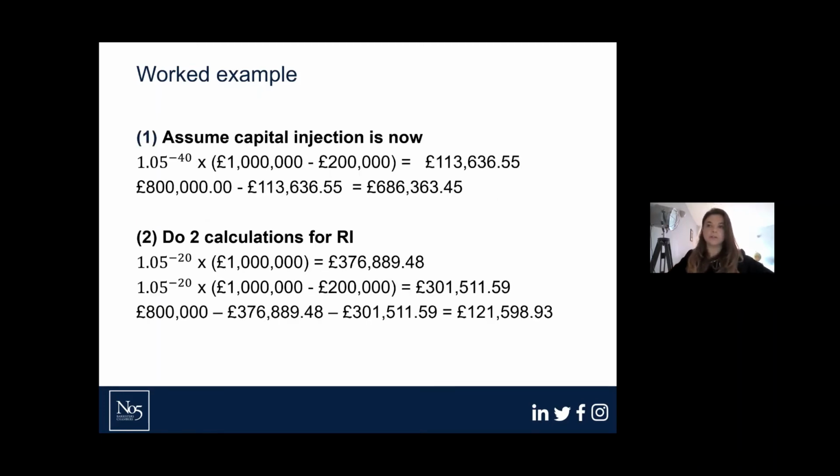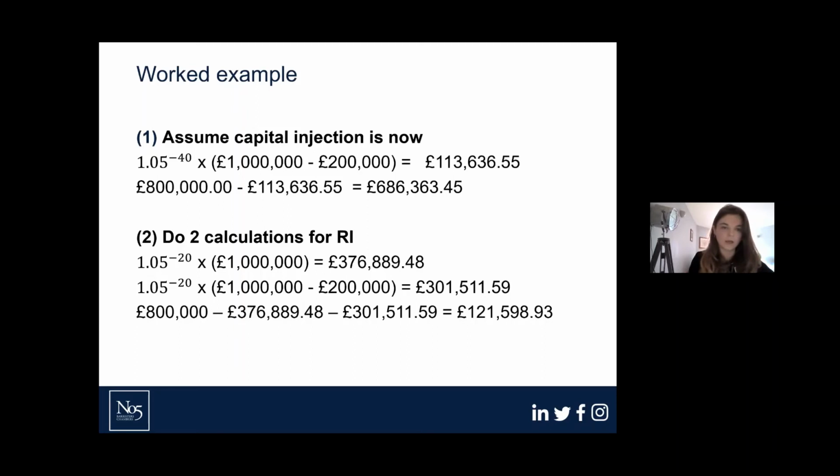Now, the first one is assume the capital injections now. This is the most straightforward scenario, and one that I've seen raised several times. So we're using the exact same formula. We're doing 1.05 to the power of minus 40 for the life expectancy, timesing it by the difference of the property before and the property after. And we're getting that figure for reversionary interest of 113,000. 800,000 minus that gives you a figure of about 686,000. And obviously there we're making the assumption that you'd have the £200,000 right away, which isn't realistic.